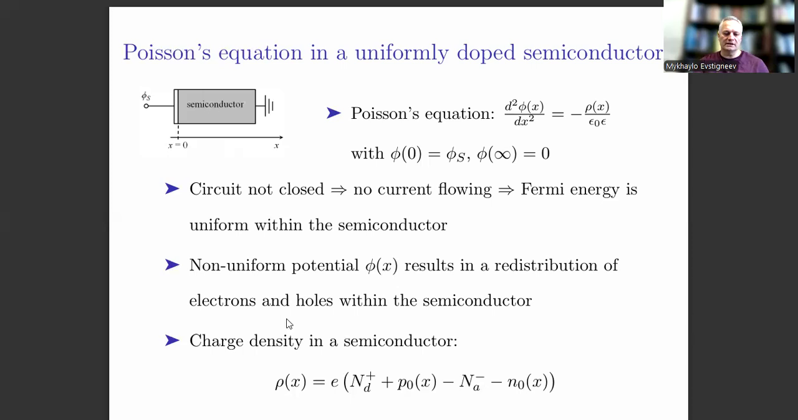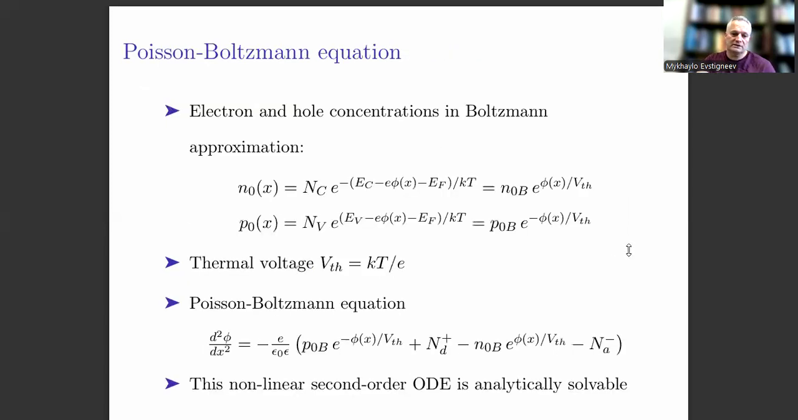So the charge density is the elementary charge times the sum of concentrations of positive charges, ionized donors and holes, minus the sum of concentrations of the negative charges, which are ionized acceptors and electrons. So this is our charge density in the semiconductor. And now we plug in this charge density into Poisson's equation. And also we need to relate the electron and hole charge densities to the local value of the electric potential.